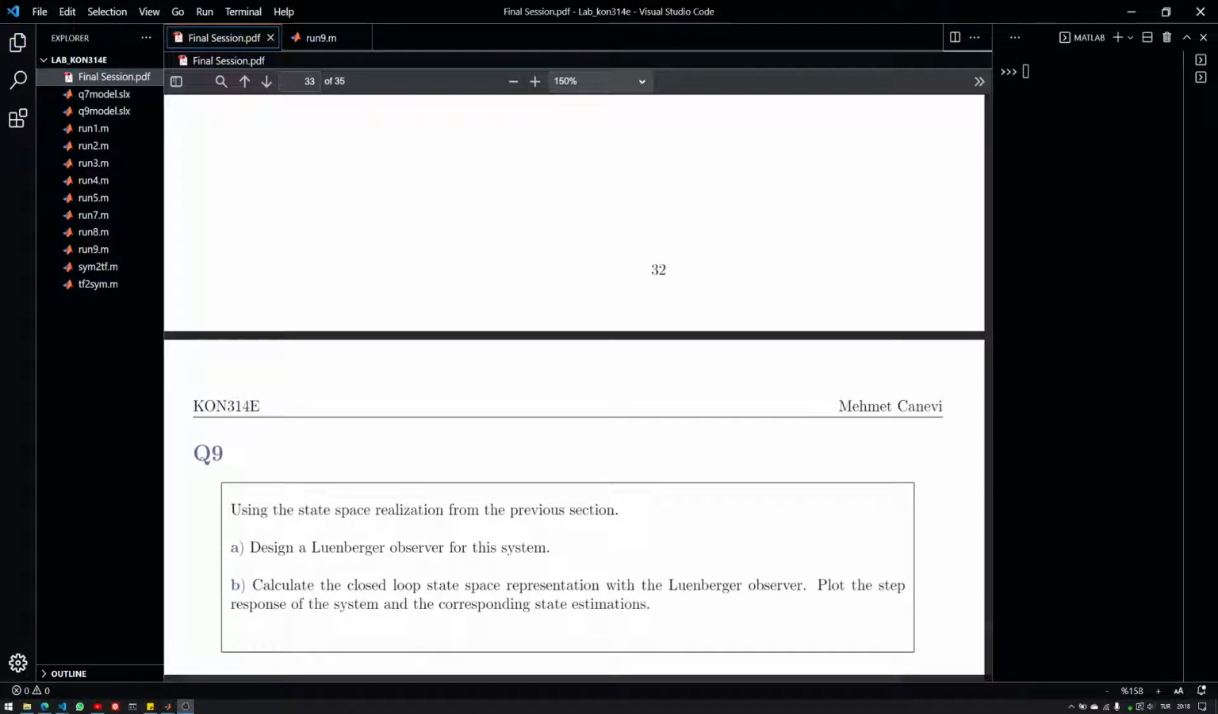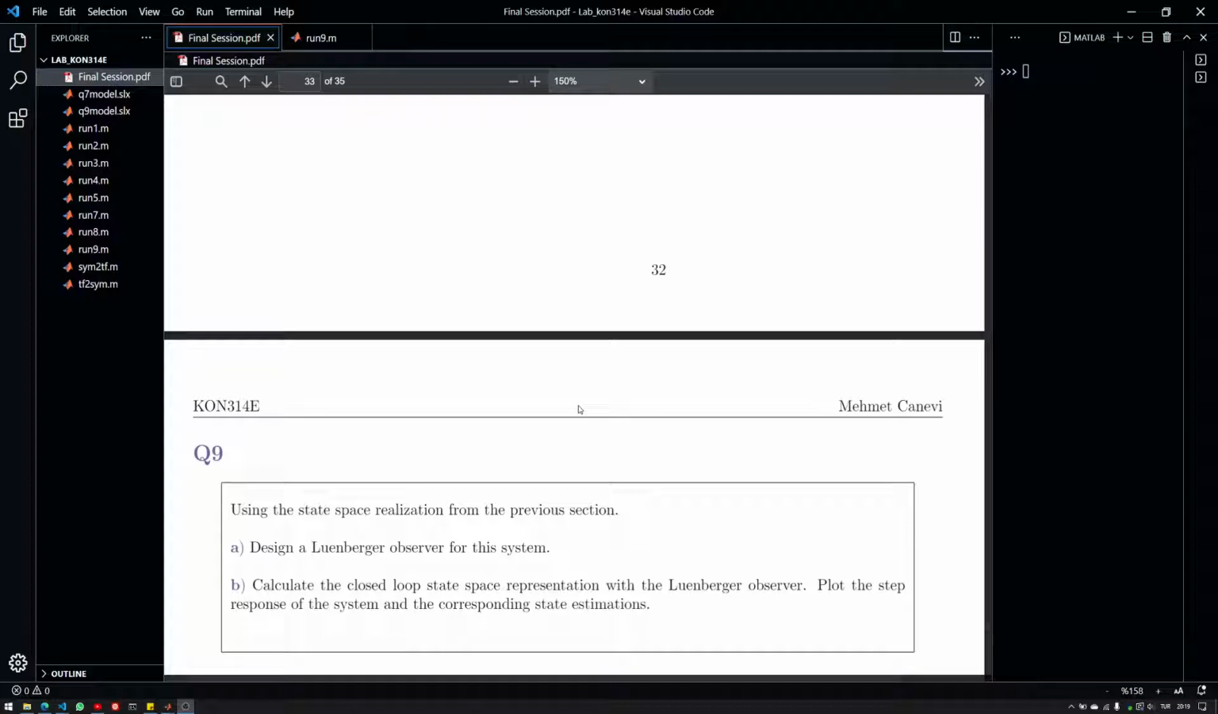Now this is the 9th question, which is going to conclude our mini-series on the final session. Now we've acquired the state space model in question 8. We've designed a state feedback controller. Now a state feedback controller needs to measure each state. Therefore, we have to have sensors that should measure each state.